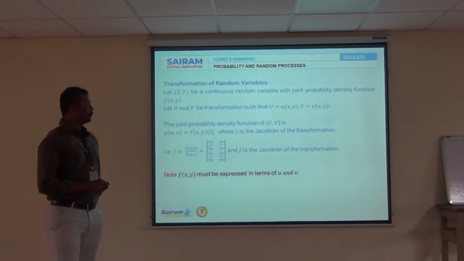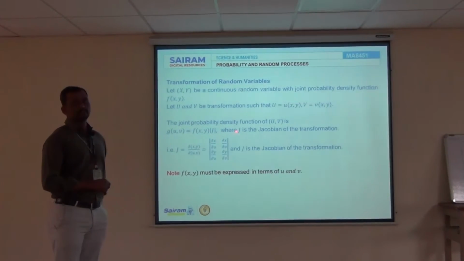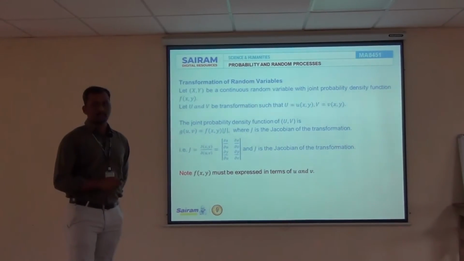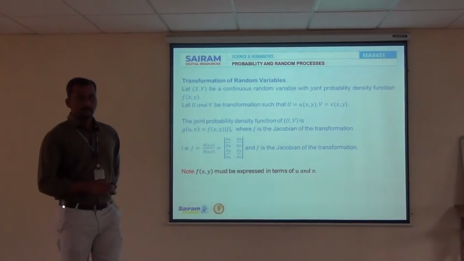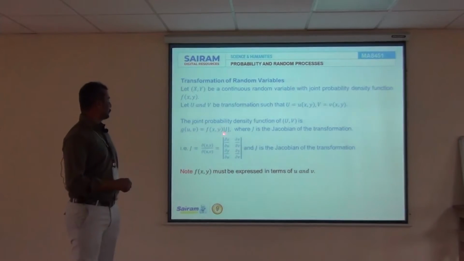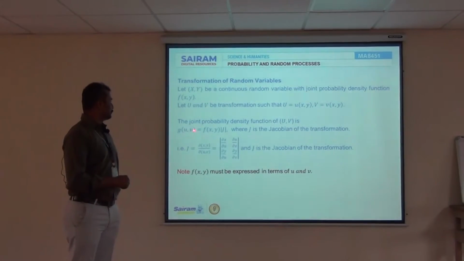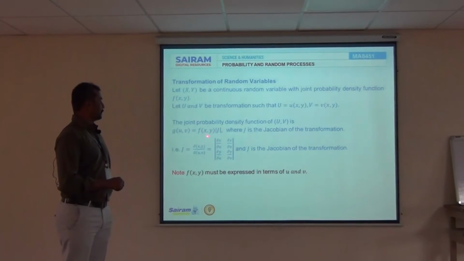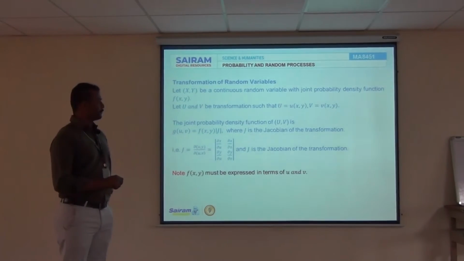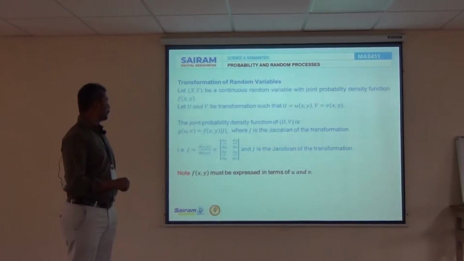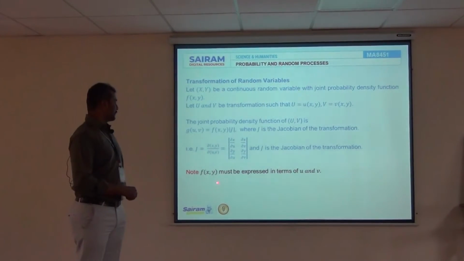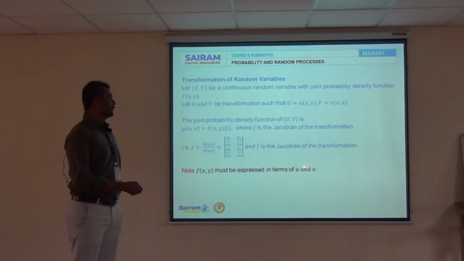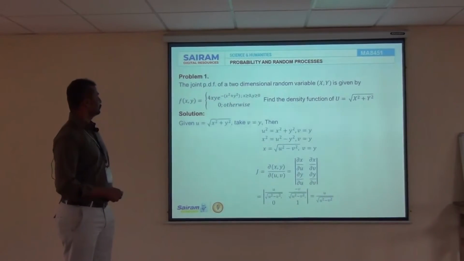The last thing you have to do is to find the range of u and v. That means u may take values between two values, and v will take values between two values. You can get the values of u and v from x and y. They have already defined f of x comma y with the range of x and y. From that range I need to get the range of u and v. So f of x comma y must be expressed in terms of u and v. This will be a problem.